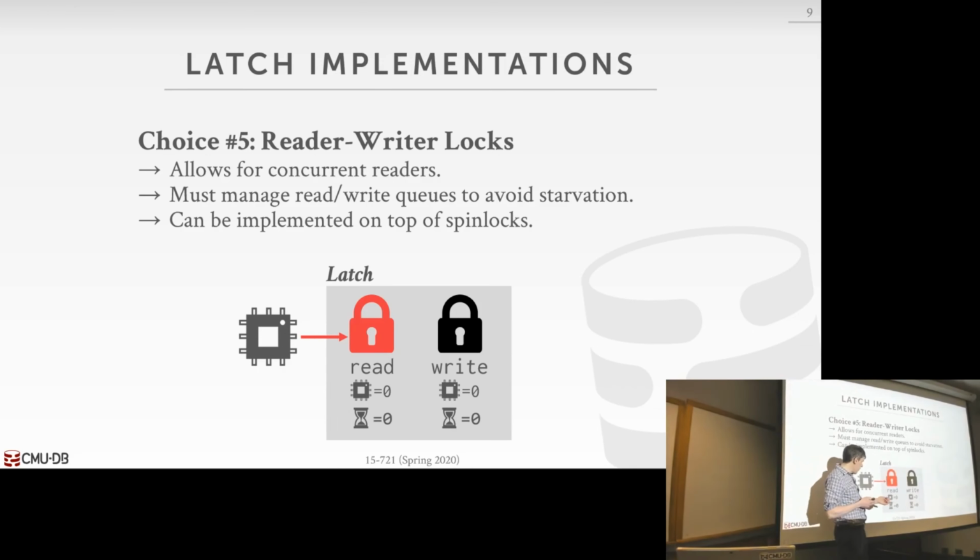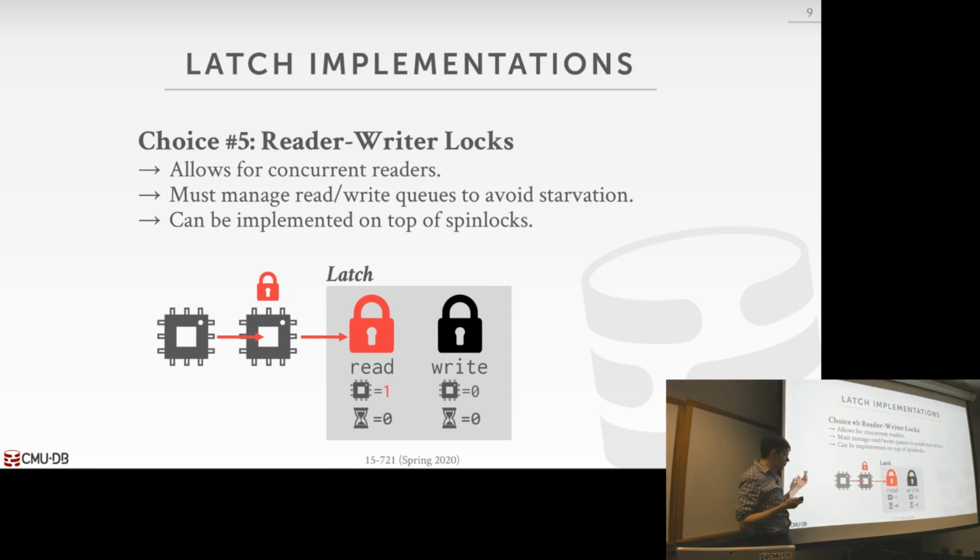Say a thread shows up and wants the read latch. The number of writer threads is 0 and the number of reader threads is 0, so we're able to acquire the latch. We just do a compare and swap to increment this counter by 1. The next thread shows up, same thing, wants the read latch. We already have a thread that holds the read latch, but it can be shared, so we allow it to acquire it as well and we just update the counter.